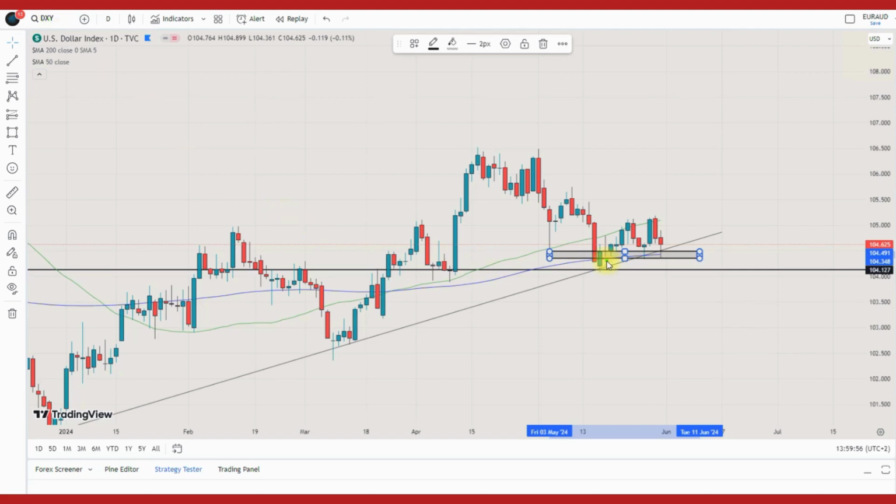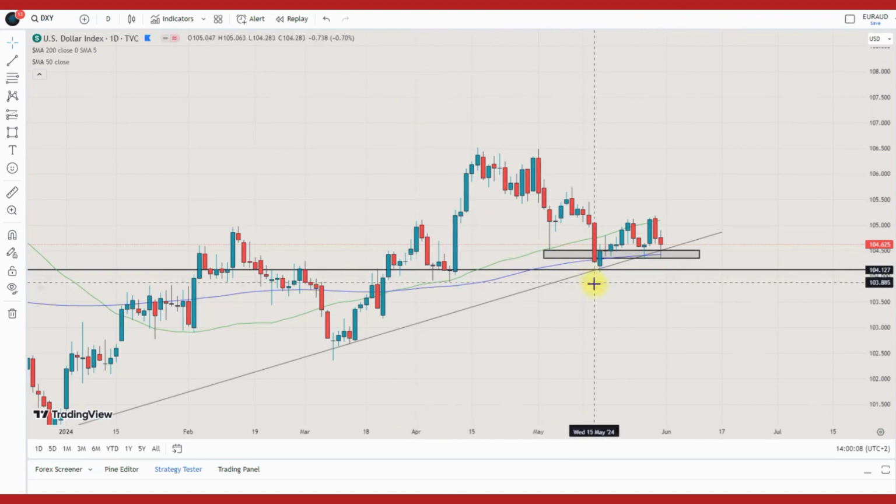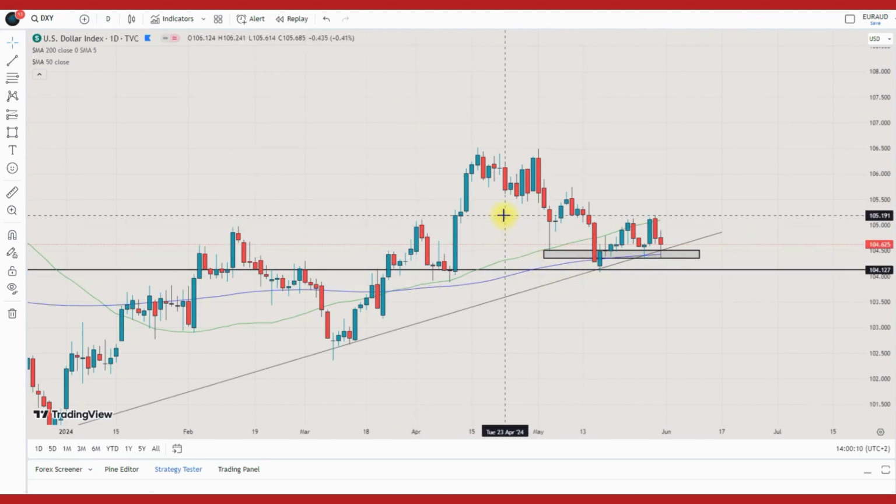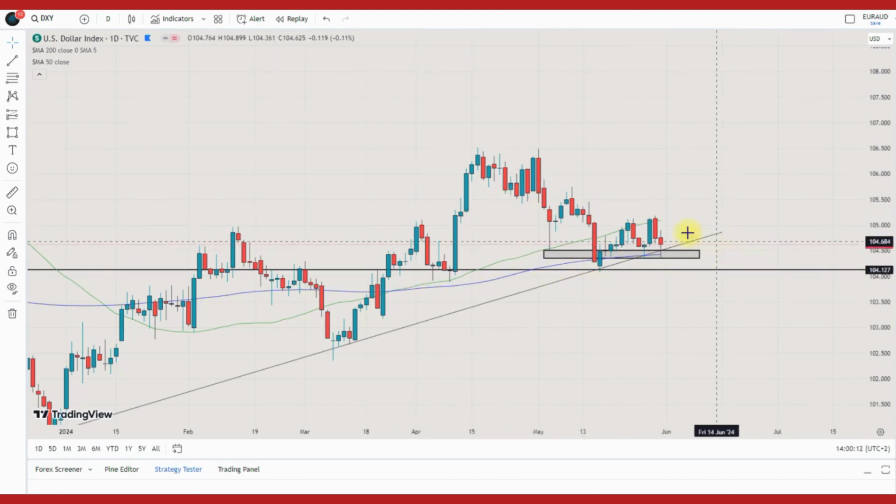And don't forget that next week is a very busy week, which is an NFP week, that is a non-farm payroll week. So brace up for it, and we have a lot of high impact news next week that will bring a lot of volatility to the market.